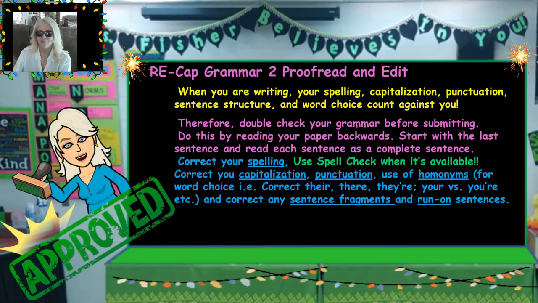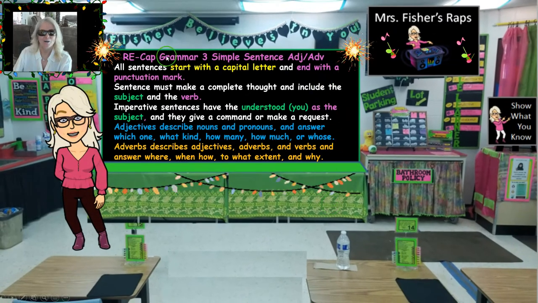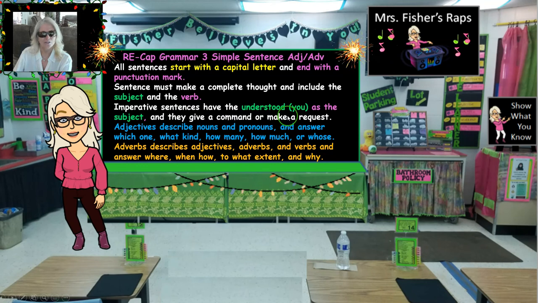All right. And of course, we learned that we will always use our spell check, and we will check our grammar, capitalization, punctuation, homonyms. We'll look for sentence fragments and run-ons. We also learned in grammar number 3 about the simple sentence and adjectives and adverbs and how we start the sentence with a capital. Each sentence must have a complete thought. That imperative sentences have that understood you as the subject, and they give a command or make a request like shut the door, you shut the door.